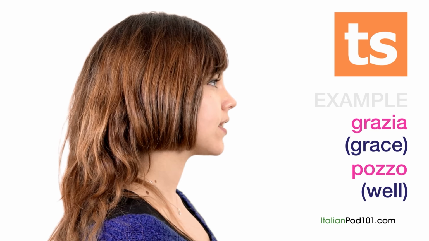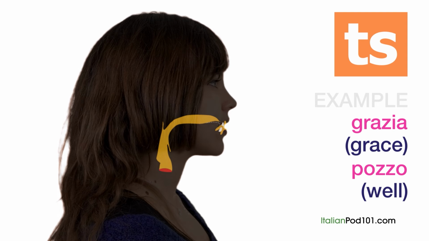Grazia. Pozzo. This consonant sound is like a combination of a T and an S sound. It starts off as a T sound, but ends with a S sound. Here's a great tip. You can produce this sound by saying the word cats. So one useful trick is to bounce off of the ending when trying to pronounce this consonant sound. S. Well done! You just learned 2 new Italian consonants.